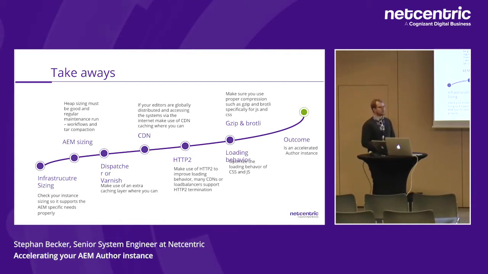HTTP 2 is super easy to enable. All the browsers basically support it. And it's really just a click. If you're using a CDN provider in front of your publish instances already, maybe it's worth considering putting it even in front of the author instance. Disable the caching if it's a topic about sensitive data, and just enable HTTP 2, or maybe you have a load balancer in front which you can use as well.